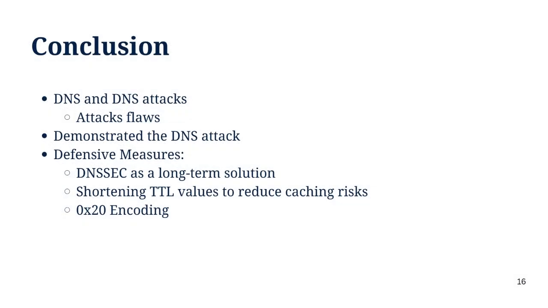This is a concluding slide to our presentation. Throughout this presentation, we have learned about DNS and how it works, and some attacks that take advantage of the flaws that were observed in DNS. We have also demonstrated a DNS attack and showed how this attack works. We have also talked about some defensive measures such as DNSSEC, shortening of TTL values, and 0x20 encoding. We have also demonstrated 0x20 encoding and how it prevents these attacks from happening.